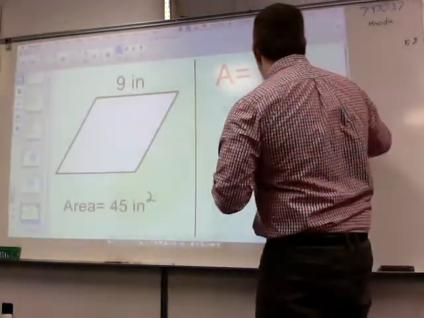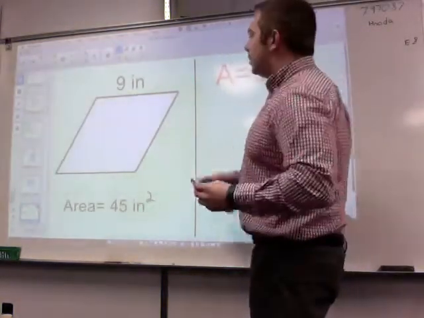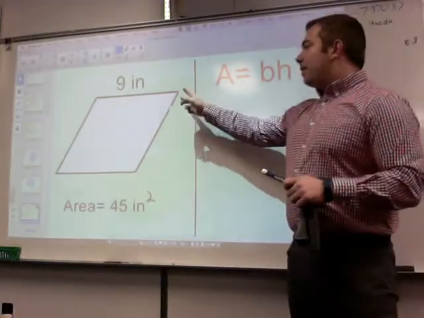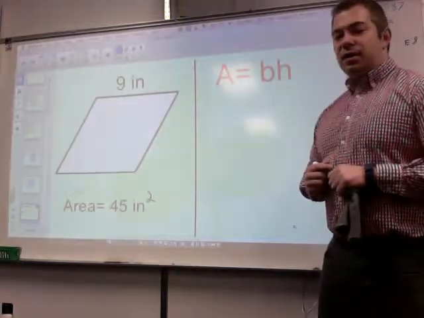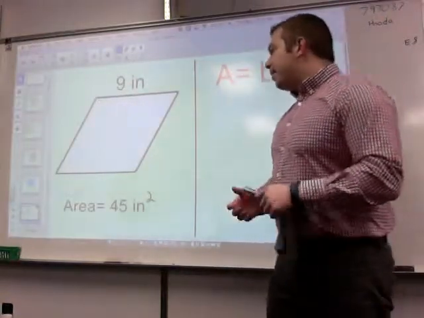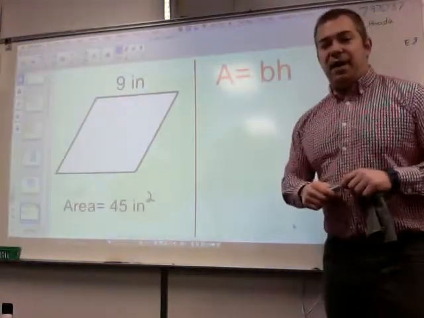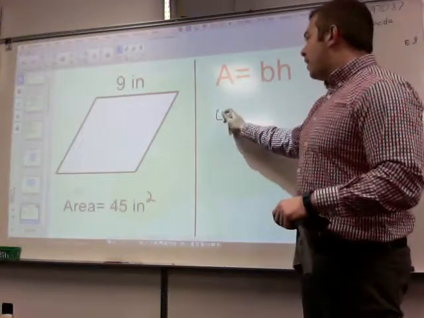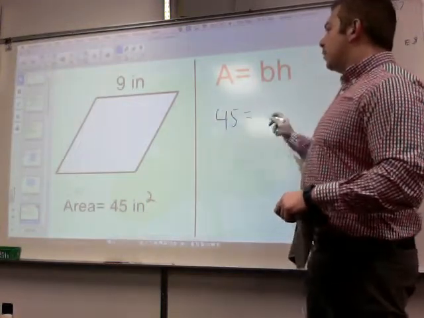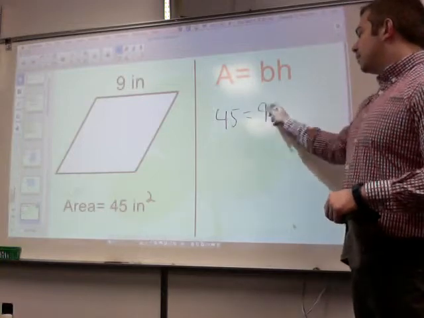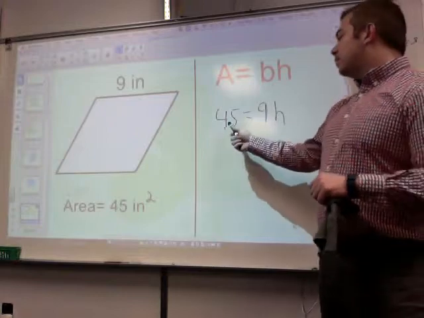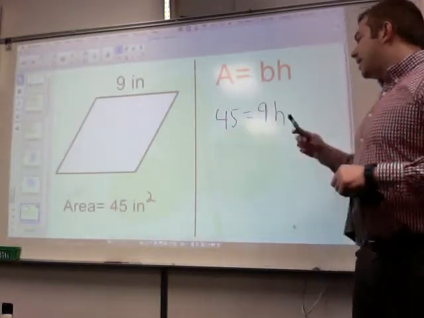All right, sometimes, like in this figure right here, you'll have a base. My base is 9 inches, and my area is 45. But I don't know my height. I have to find my height. So I'm going to plug it in my formula. So I have 45 equals my base times my height. So my area, 45, equals 9 times h.